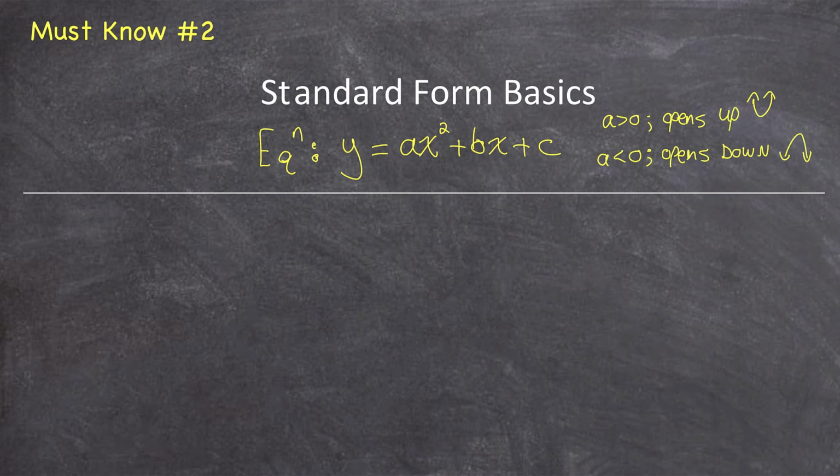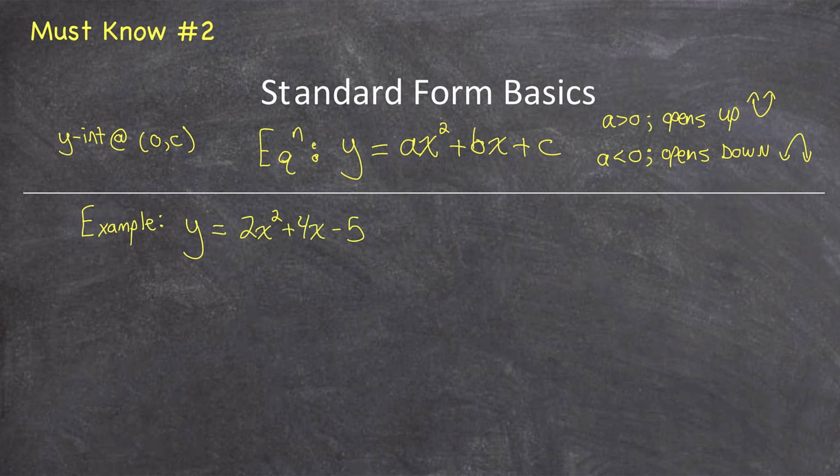Another important feature of the standard form equation is the c value. The c value reveals the y-intercept of the quadratic. The y-intercept will be at 0, c. And now let me give you an example of this. Let's say we have the quadratic y equals 2x squared plus 4x minus 5. In this quadratic, the 2 is the a value, 4 is the b value, and c, the constant, is negative 5. What do these tell me about the quadratic? Well, since the a value is 2, that's bigger than 0, so this quadratic opens up, and the c value is negative 5, so I know the y-intercept is at 0, negative 5.